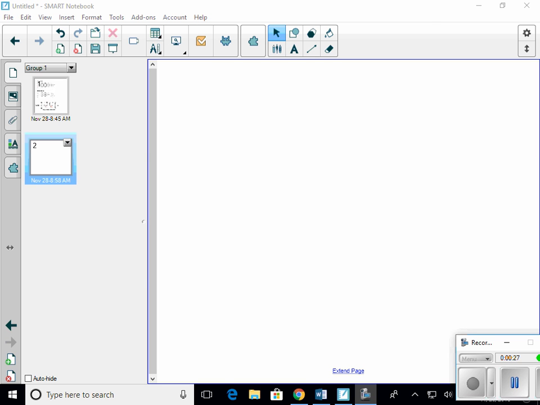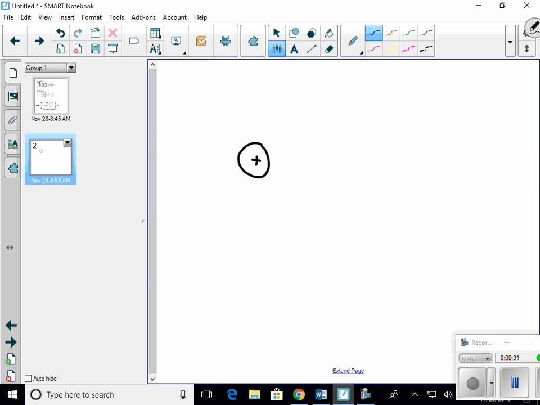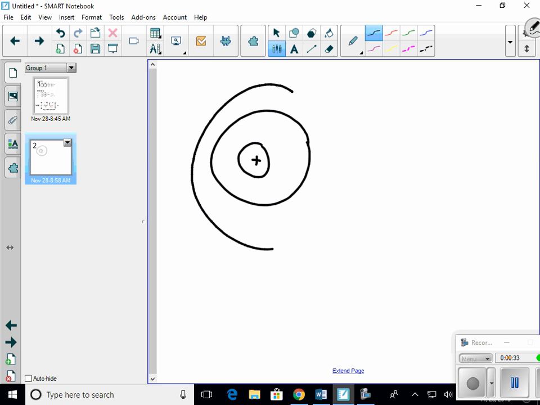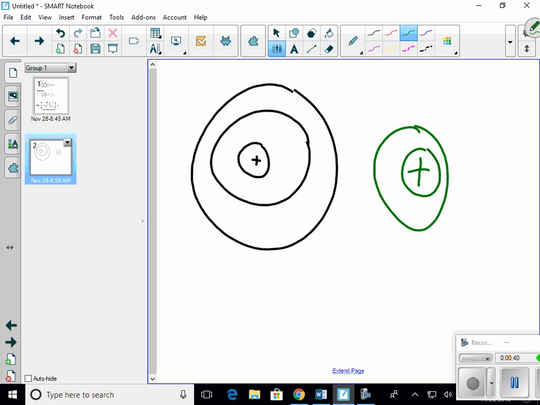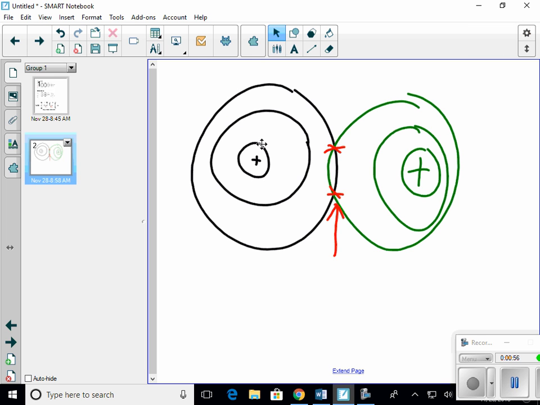Recall that a covalent compound is different, where if I have a positive nucleus and I have my rings of electrons, a neighboring atom with its positive nucleus could have an overlap. That overlap is where electrons can now be attracted to both nuclei, and it creates what's called a covalent bond.